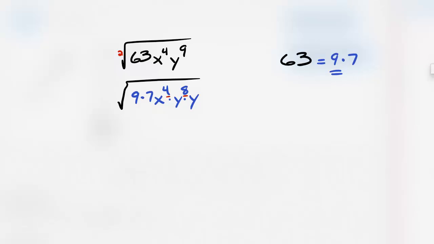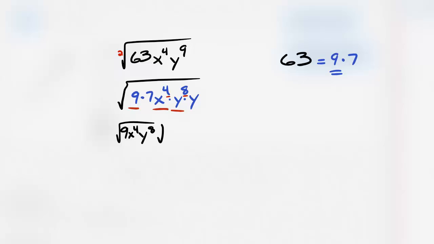So in this case right here, this is a perfect square, x to the fourth is a perfect square, and y to the eighth is a perfect square. Again, exponential expressions like x to the fourth and y to the eighth are perfect squares if their exponents are divisible by 2. And you'll see why. So the first square root I'll have here is the square root of 9 x to the fourth and y to the eighth.